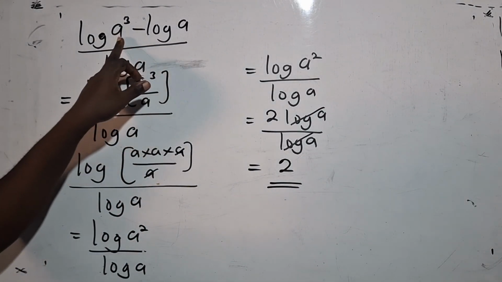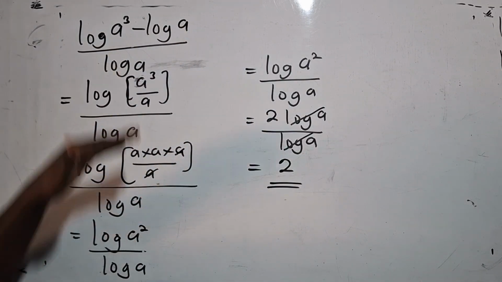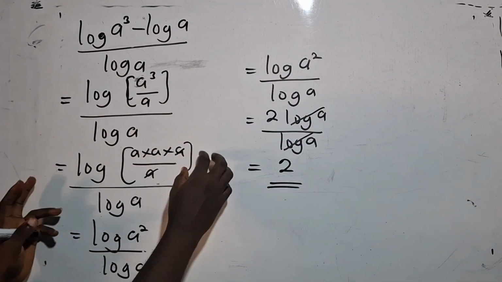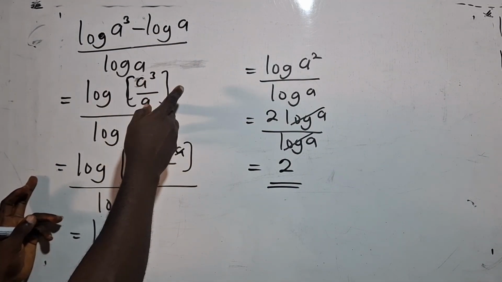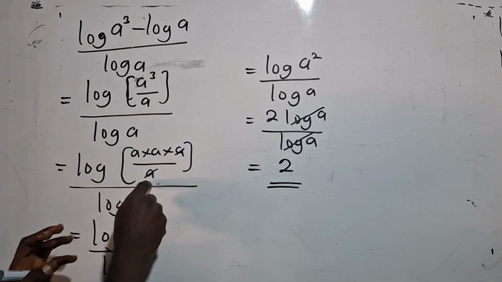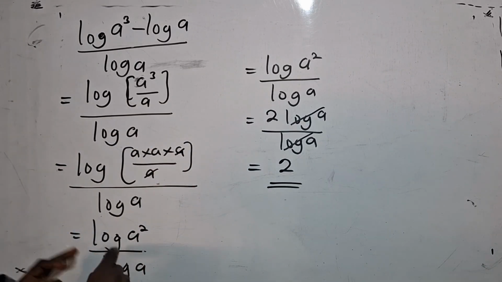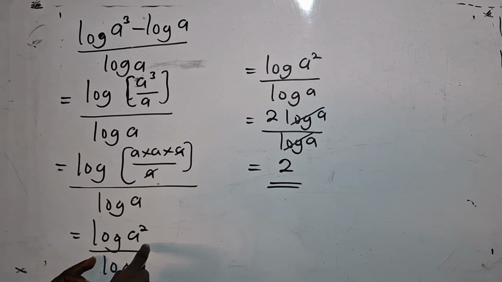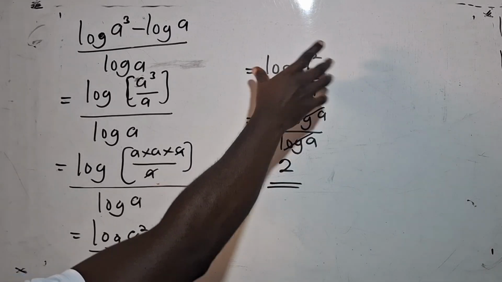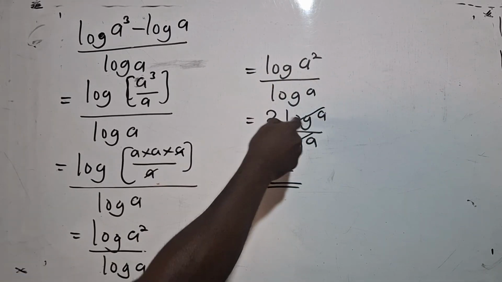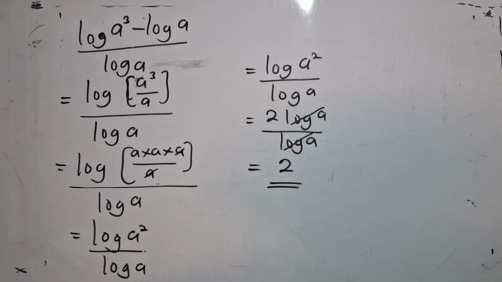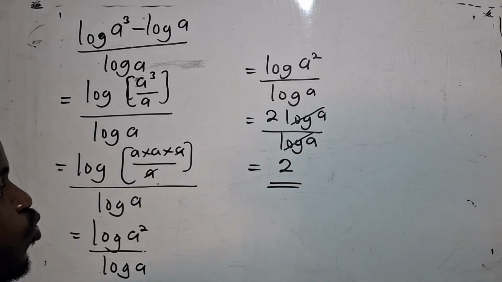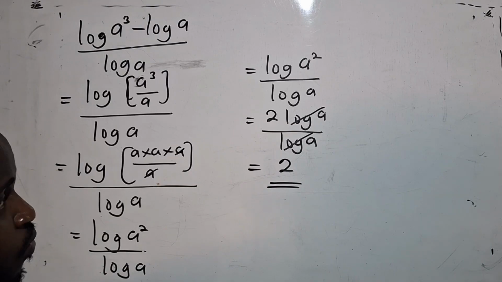So a raised to the power 3 minus log a, then I expanded it here. This and this were divided all over log a. So I expanded, then I canceled out. So log a times a times a over a gives log a squared. Then I wrote it back, then I brought down the 2, then I expressed it. So the final answer for this is 2.